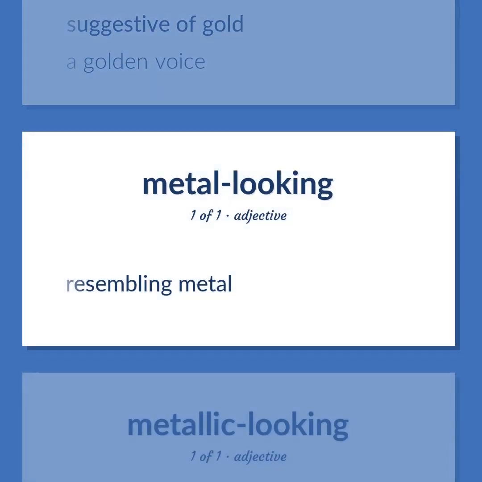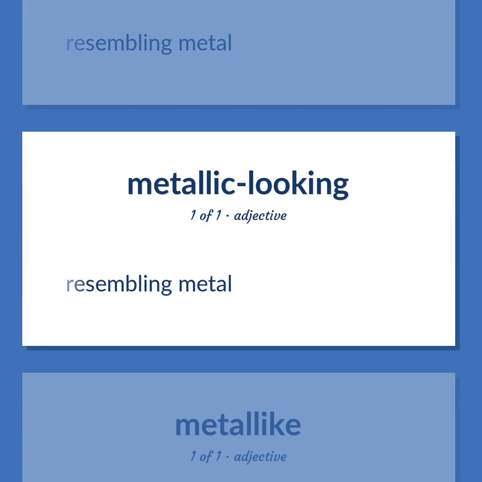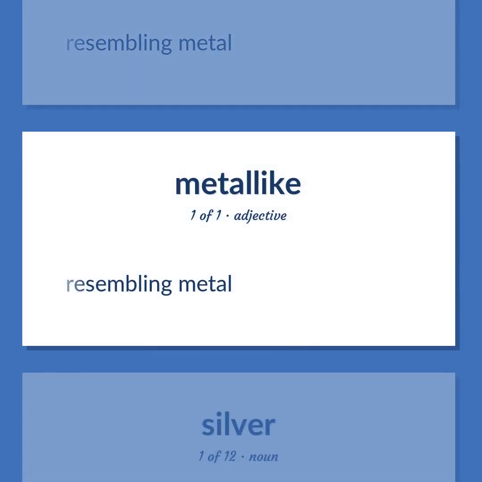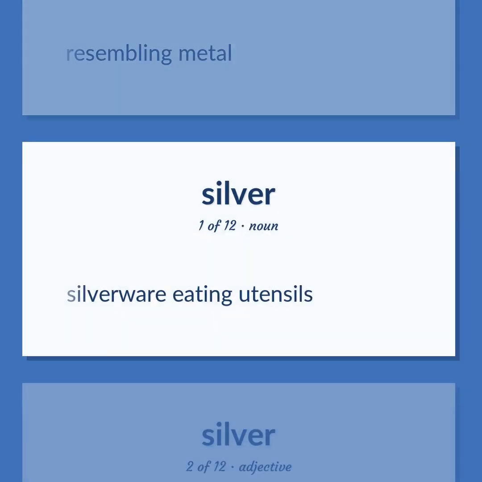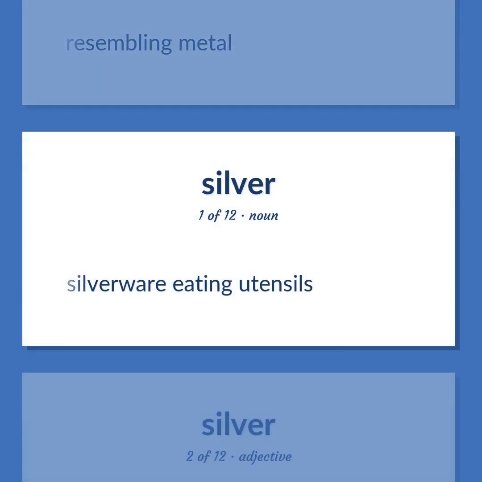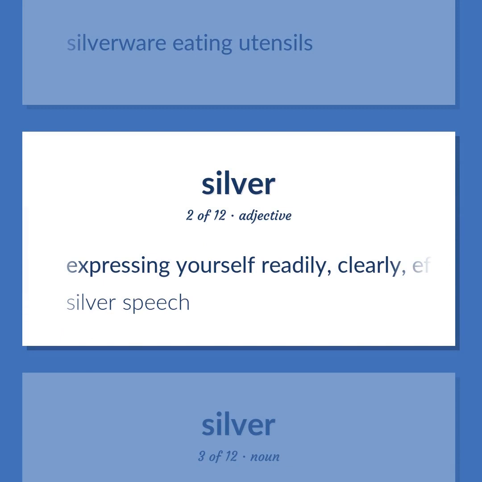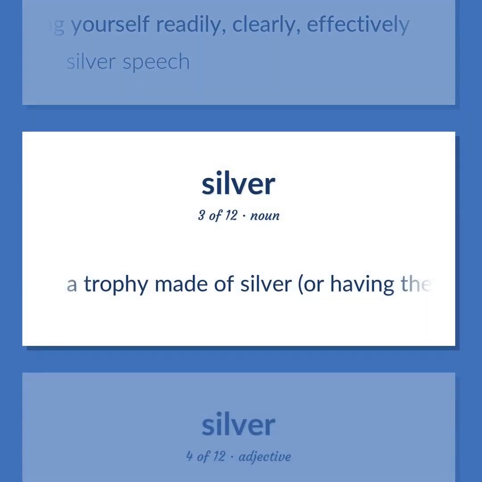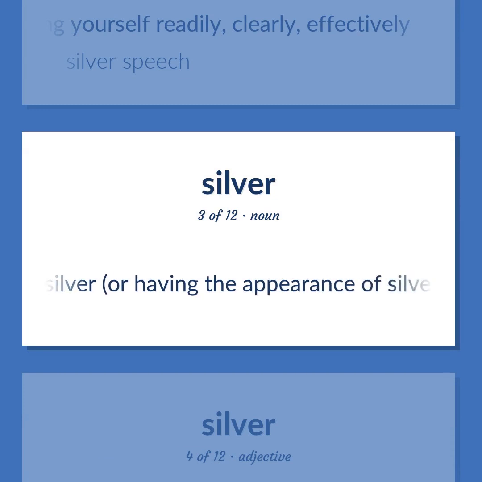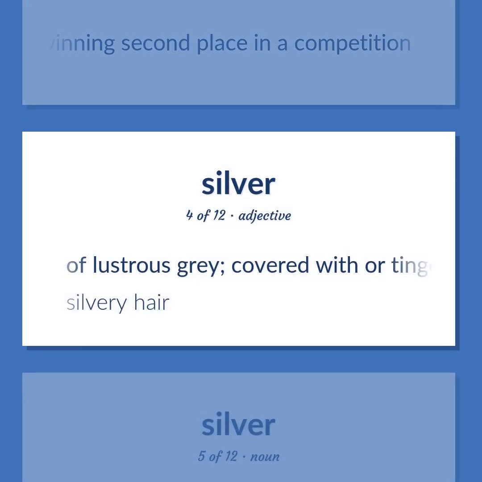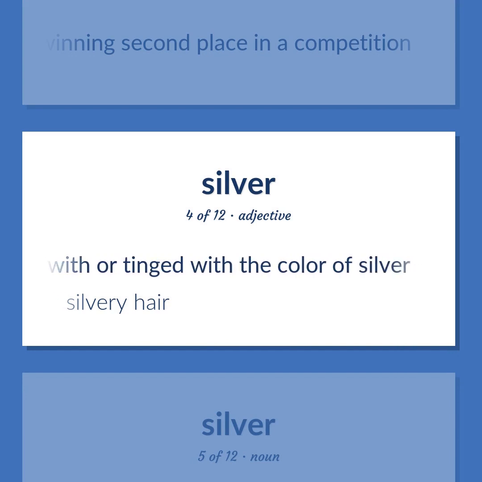Resembling metal. Silverware eating utensils. Expressing yourself readily, clearly, effectively. Silver speech. A trophy made of silver, or having the appearance of silver, that is usually awarded for winning second place in a competition. Of lustrous gray, covered with or tinged with the color of silver. Silvery hair.